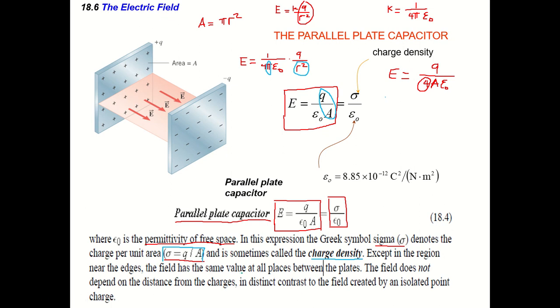Except in the region near the edges, the field has the same value at all places between the plates, and the field does not depend on the distance from the charges, in distinct contrast to the field created by an isolated point charge. So this is the difference, class, between a point charge and the charge discussed in this part. Remember the basic concept about the electric field in the parallel plate capacitor.